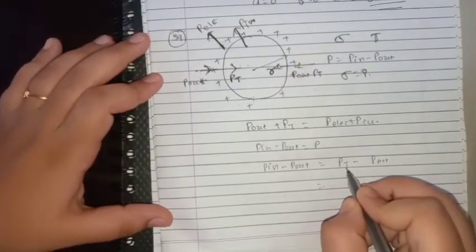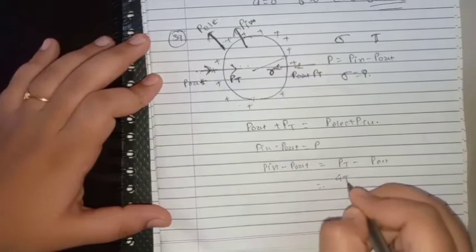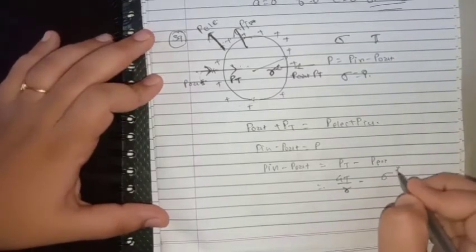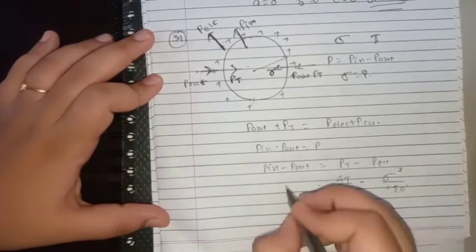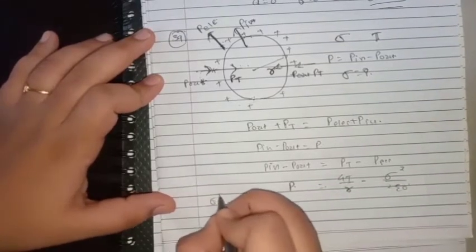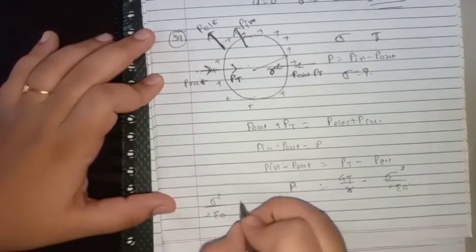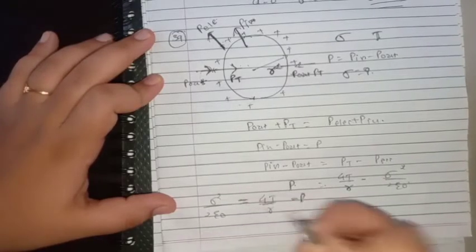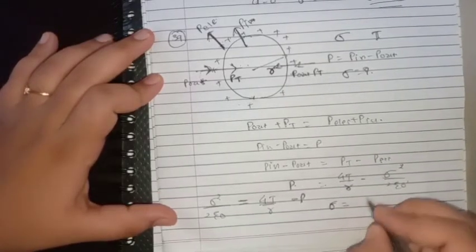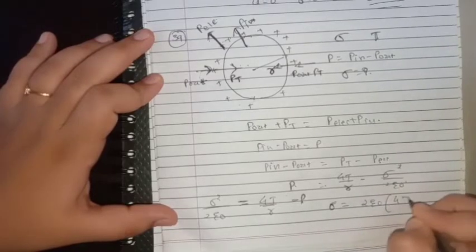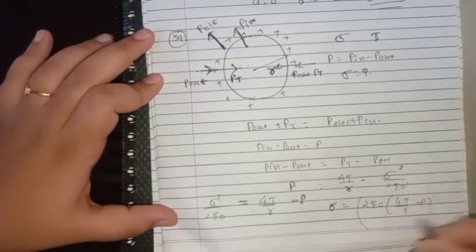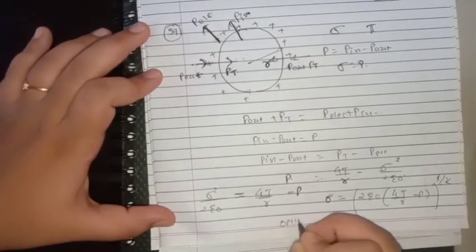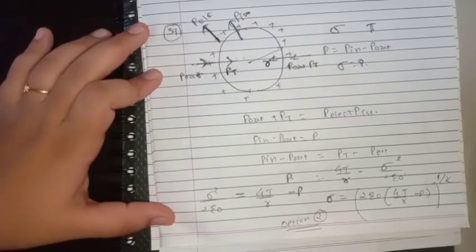The pressure due to surface tension can be written as 4T by R, and pressure due to charge can be written as sigma square by 2 epsilon naught, is equal to P. So sigma square by 2 epsilon naught is equal to 4T by R minus P. So sigma can be written as 2 epsilon naught into (4T by R minus P) whole power 1 by 2. So option 2 is the correct option.